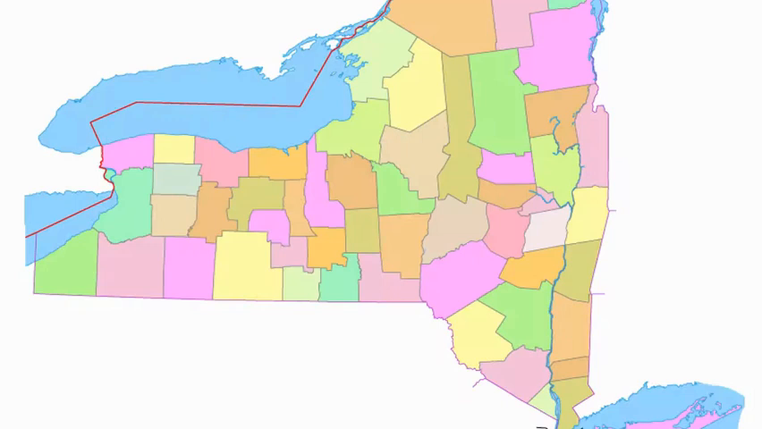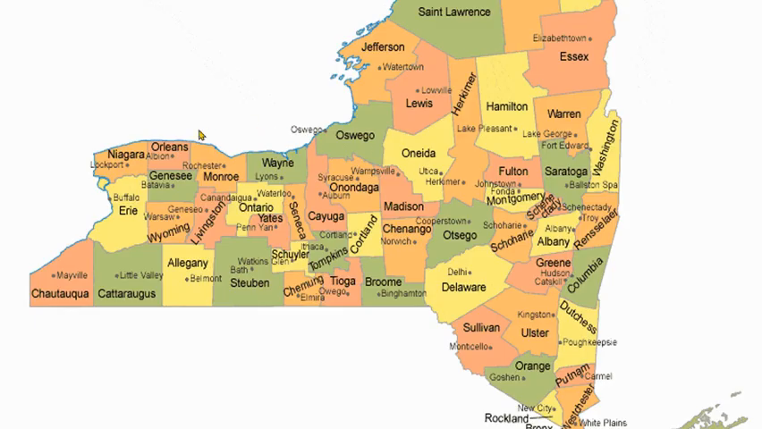So here's a map of New York. Can you tell what those different colors are? What does that represent? Well, those represent the different counties in New York. So here we are in Rochester, Monroe County. You can see all the other counties throughout New York.